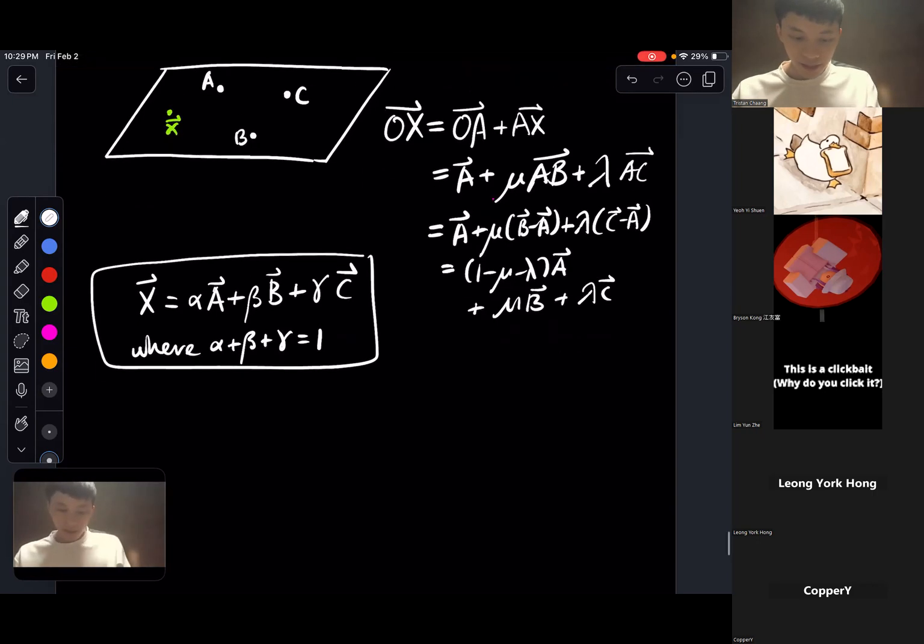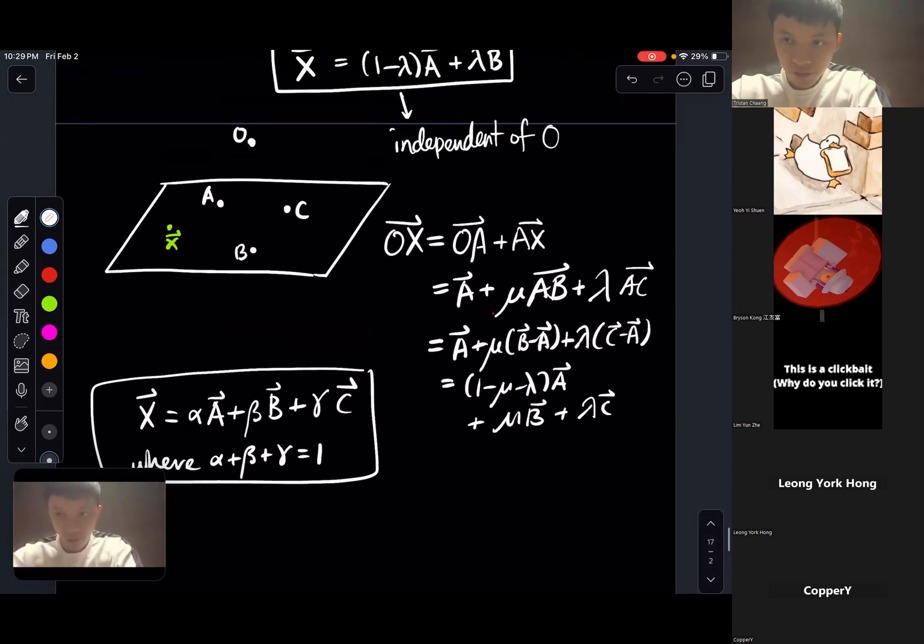So again, this is independent of O. O doesn't have to be anywhere. O could be on the plane. O could be away from the plane. This relation will still hold for the same numbers of alpha, beta, and gamma.